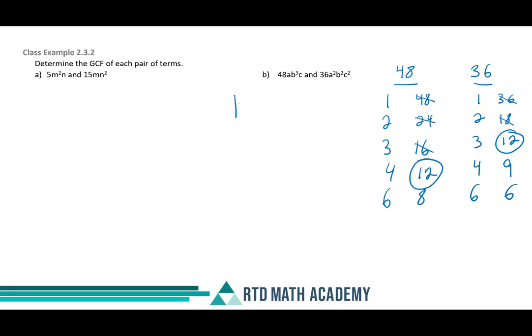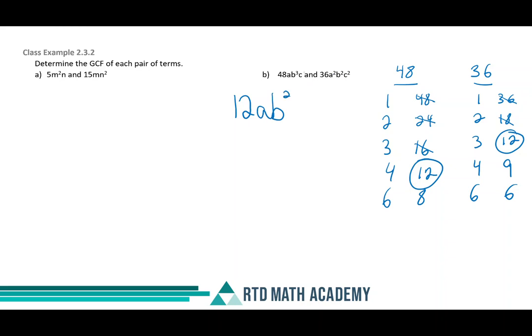So I've got 12. Now, instead of writing out all the letters, because we're kind of getting the hang of this now, I see I have one a here and two a's there. What's the maximum between those two? It's only going to be a single a. Here I have three b's, and here I have b squared, or two b's. So what's the maximum number of b's that I can take out? Well, I can take out 2.